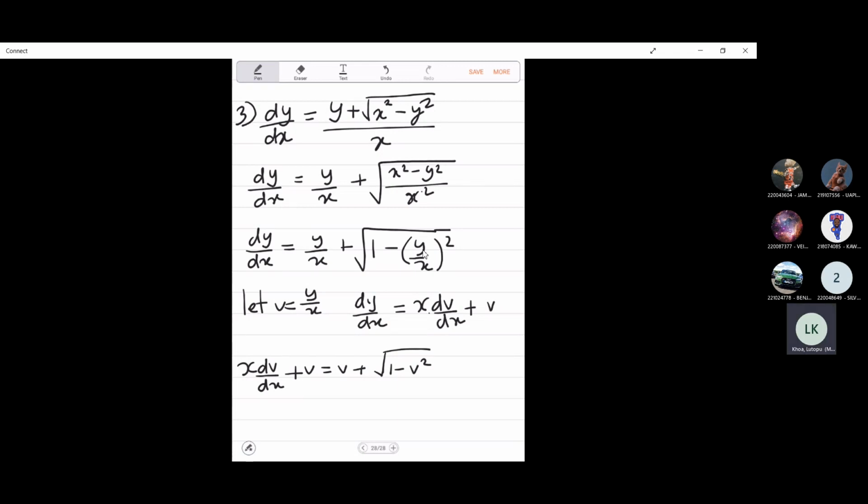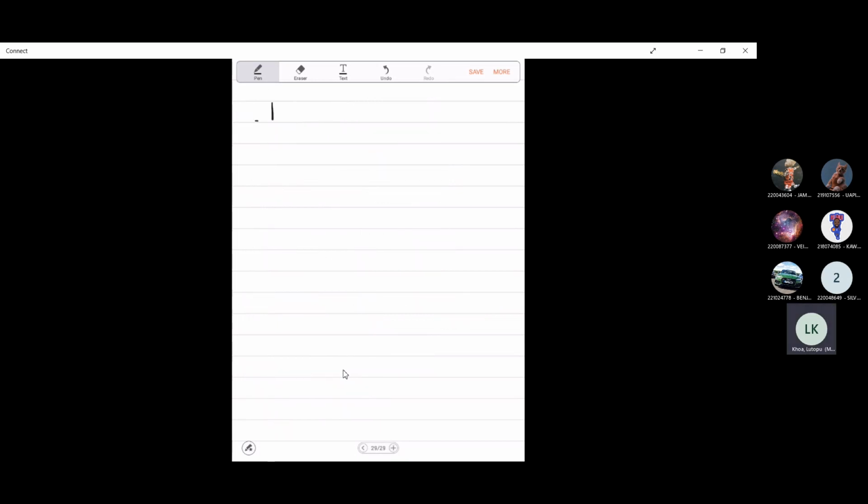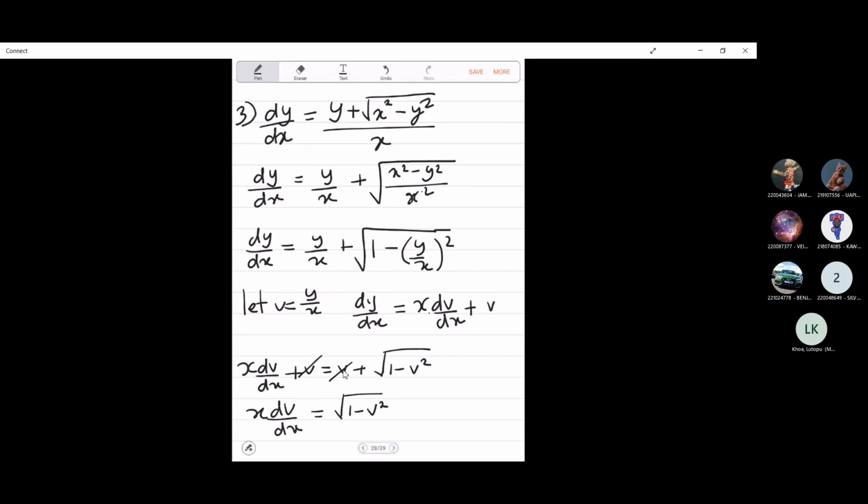So now we can see it is separable, and here I have plus v on this side, plus v on the other side. These two will cancel. So I have x dv/dx equals the square root of 1 minus v squared. Then separating the variables, I will have 1 over the square root of 1 minus v squared dv is equal to 1 over x dx.